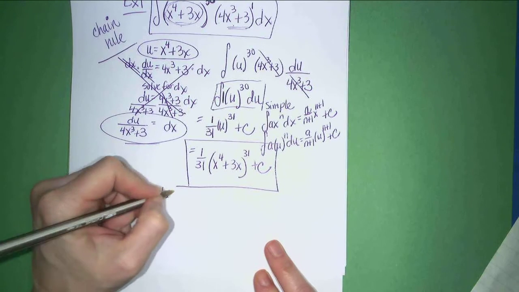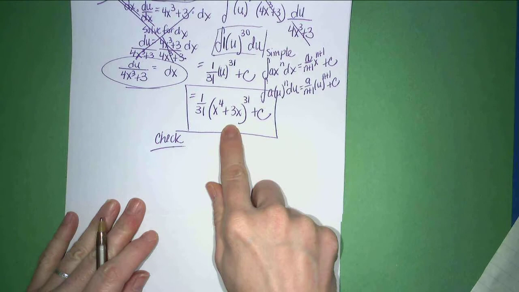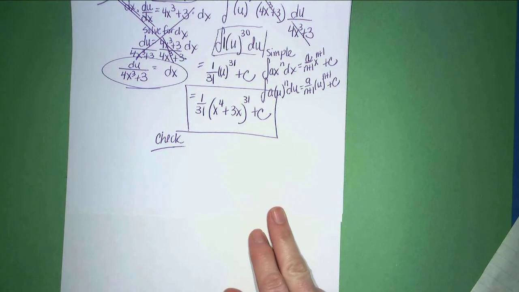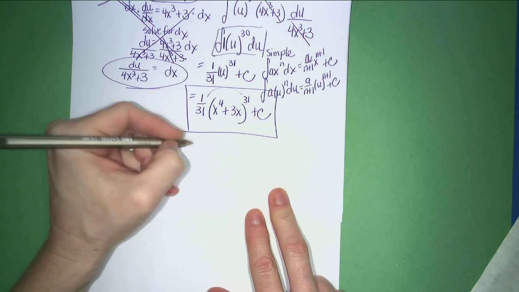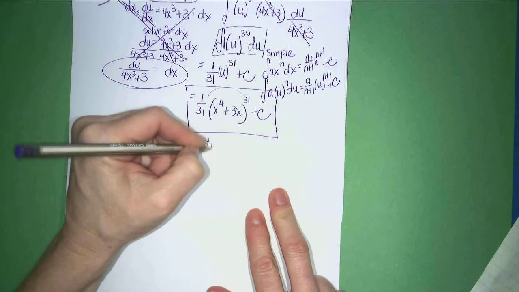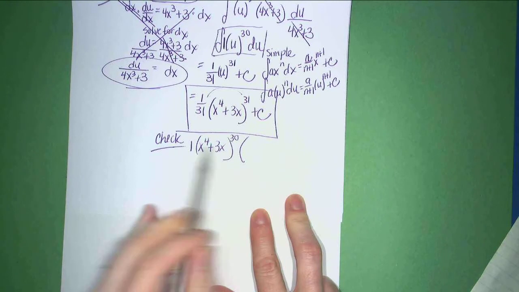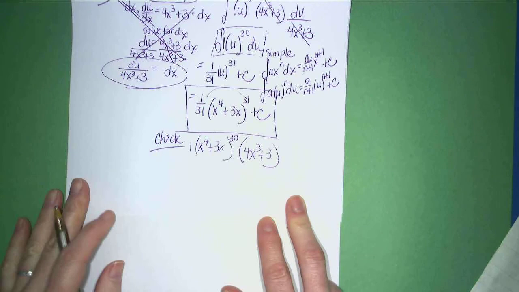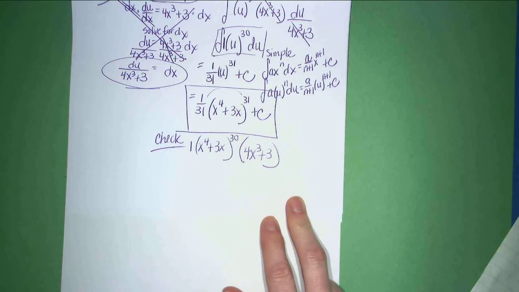Now to check it, let's run the chain rule and take the derivative of this. The derivative of my answer should give me back what I started with. Let's see if it does. 31 times 1 over 31 is 1. You rewrite the inside, you subtract 1 from 31, which gives me 30, and you multiply by the link, the derivative of the inside, which is 4x to the 3rd plus 3. And this is exactly what I started with. So that's how I know I did it correctly. Okay, tune into the next video for some more examples on U substitution.